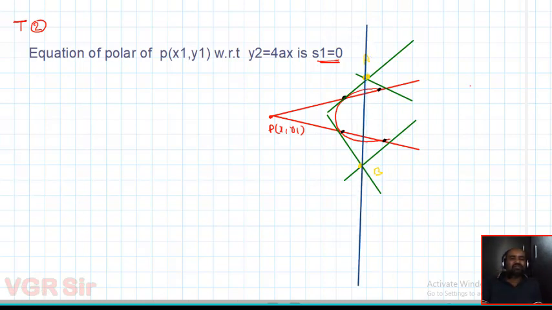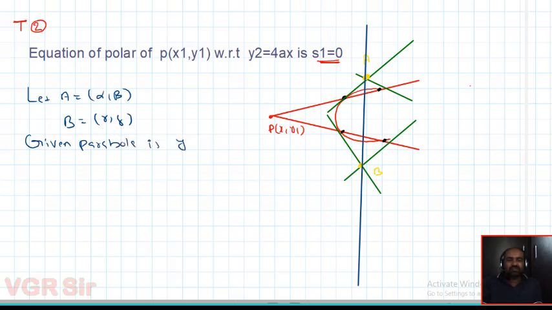Don't confuse. I will write: let A equal to (alpha, beta), B equal to (gamma, delta). Students, how I proved S1 equal to 0 is the equation of the chord of contact for the parabola y square equal to 4x, in a similar way you can prove that S1 equal to 0 is the equation of the polar for the parabola y square equal to 4x. So A equals (alpha, beta), B equals (gamma, delta). Now you want to prove that the line passing through these 2 points is of the form S1 equal to 0. Given the parabola is y square equal to 4x.